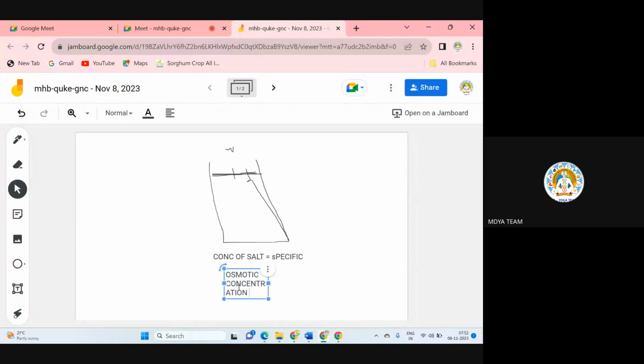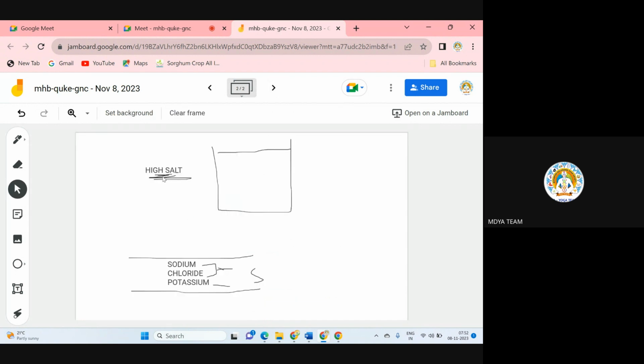Osmotic concentration means electrolyte and water balance. This is very much important for our body. If there is high salt concentration in our body, if we are consuming high salt, then the water and electrolyte balance will be disturbed. There will be more electrolyte as compared to water.